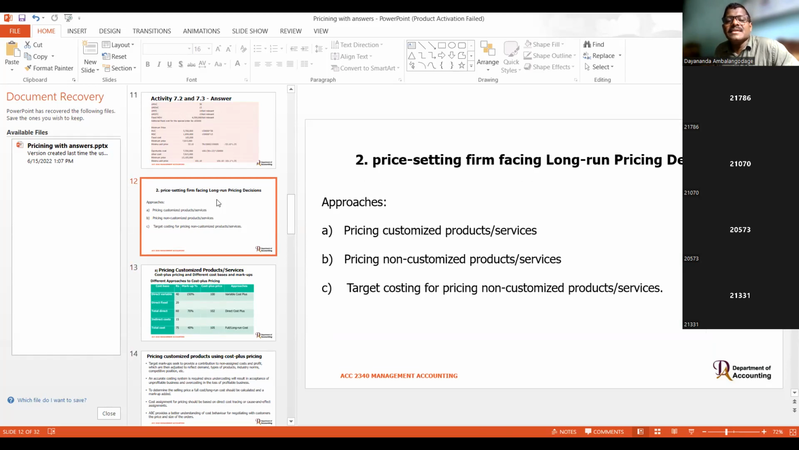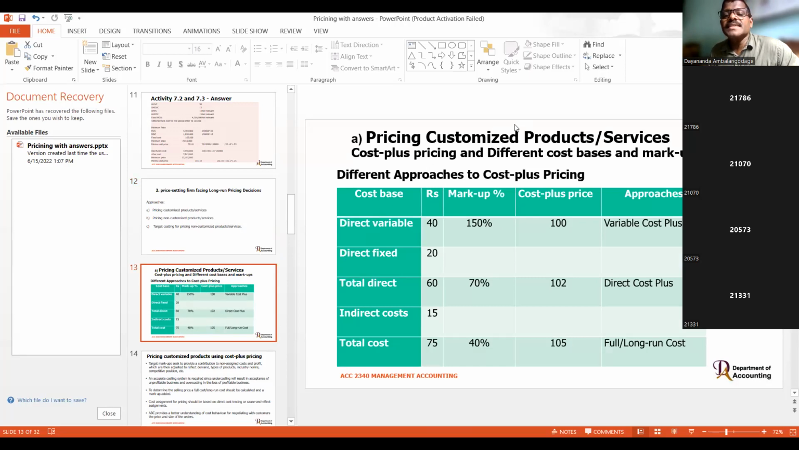So we will discuss that under three approaches: pricing customized product or services, pricing non-customized product or services, and target costing for pricing non-customized product services. So what we can do is we can use a particular chart to understand pricing customized product, unique product, maybe job costing, something like that. So cost base, your cost, markup, cost plus approach.